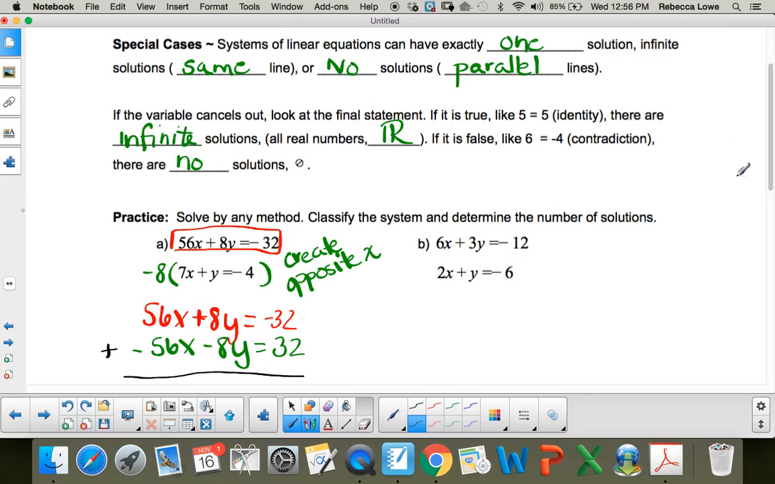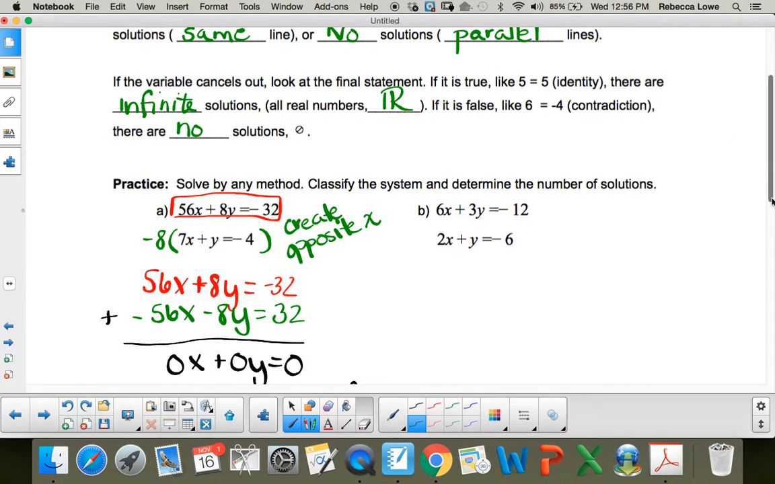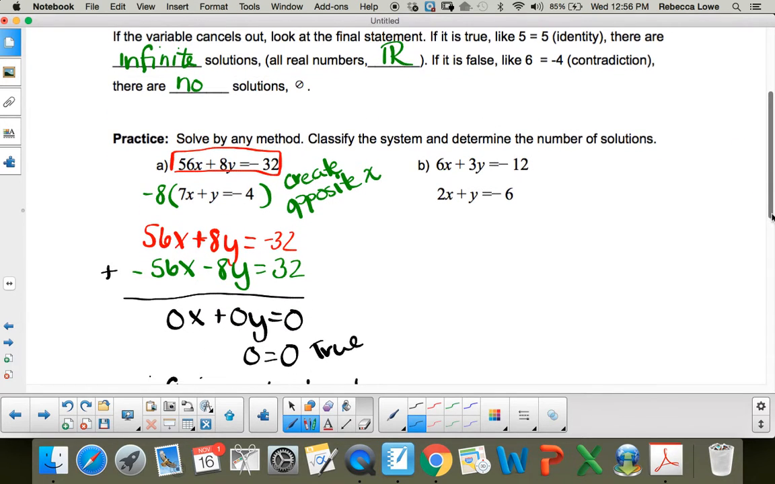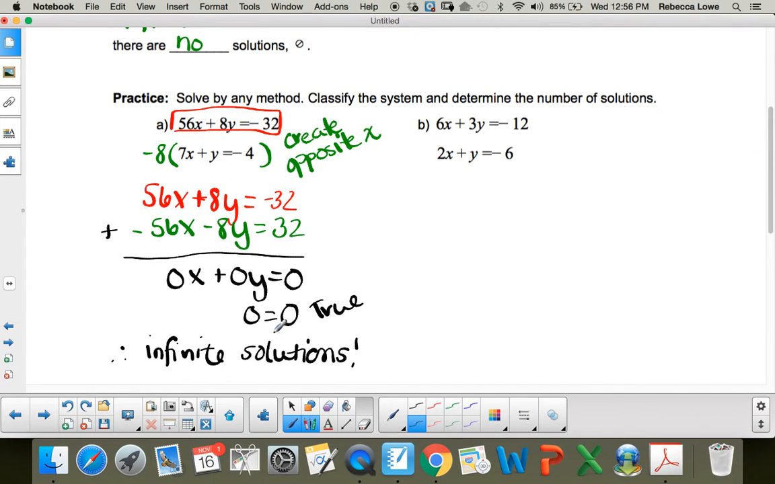We did this before when we solved equations. If the variable canceled out, we looked at the final statement to determine if it was true or false. If it's true, it's infinite. If it's false, it's no solution. So in A here, you can see I was able to create opposite x coefficients. I rewrote the red equation here. I took the second equation multiplied by negative 8 because I wanted to create opposite x coefficients. I wrote that here. When I added straight down, the x and the y terms canceled out.